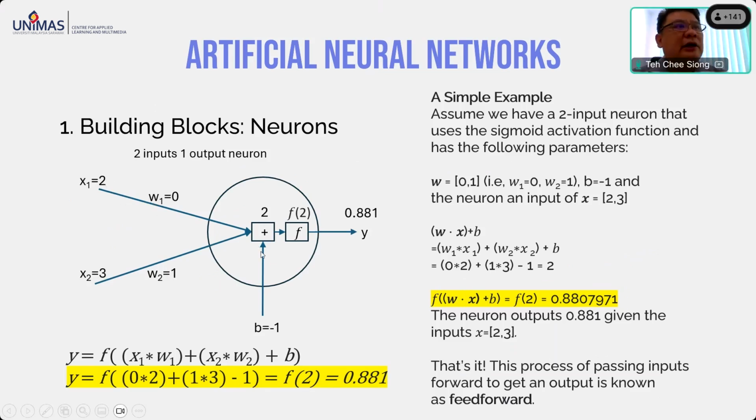In short, let me put it in this way. We have a multiplication of these two numbers. So 0 and 2 are multiplied, and 3 and 1 are multiplied. Then we put everything together in the summation, which means we sum up all.